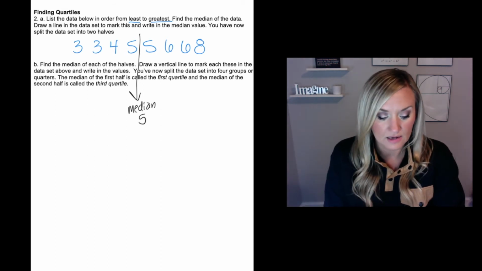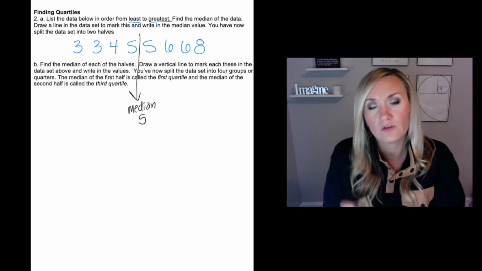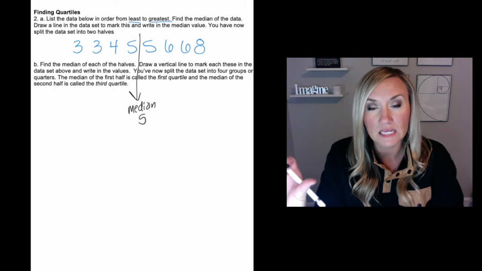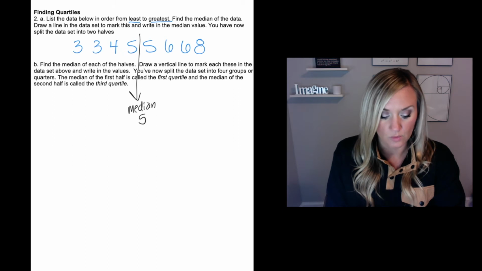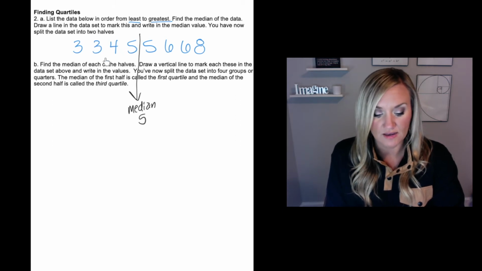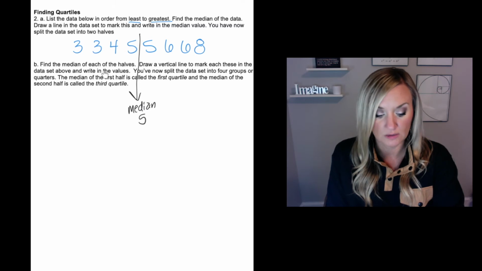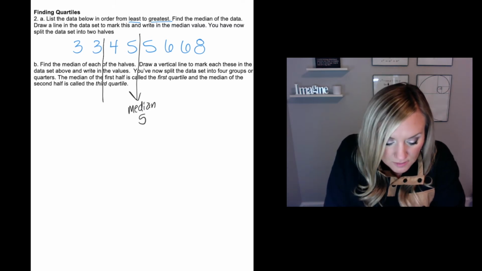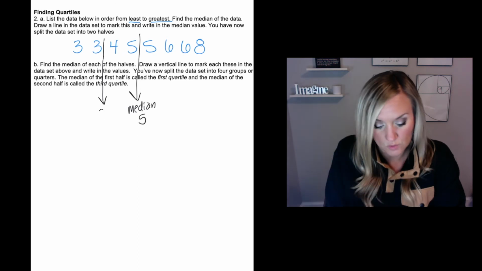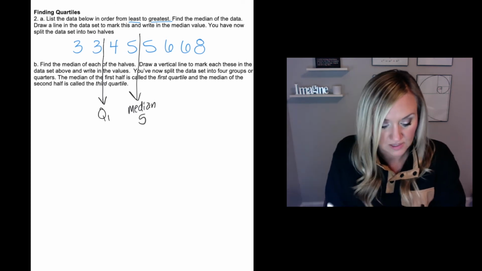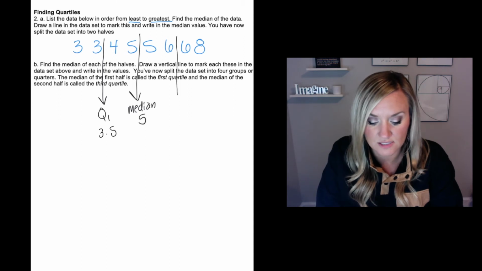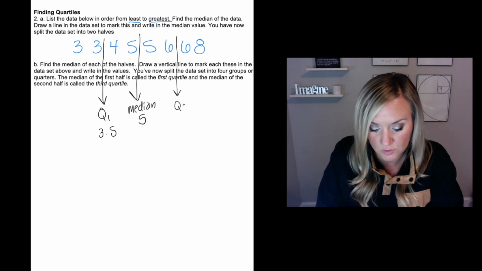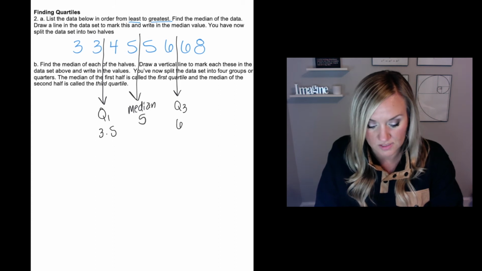Next, to find the first quartile, we find the median of our first half. The median would be in between 3 and 4, so our first quartile is 3.5. Likewise, let's do it to the other half of the data. The 6 and the 6 are the middle. When we add the two 6s and divide by 2, Q3 is 6.